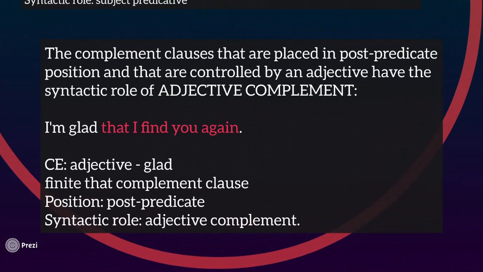All those complement clauses which are placed in post-predicate position and which are controlled by an adjective have the only syntactic role of adjective complement. In the example, I'm glad that I find you again, we can see our dependent clause, which is a complement clause beginning with the complementizer that, placed immediately after the adjective glad. In this case, we can say that our controlling element is an adjective, glad, which is complemented by a finite that complement clause in the post-predicate position, and this complement clause serves as an adjective complement.